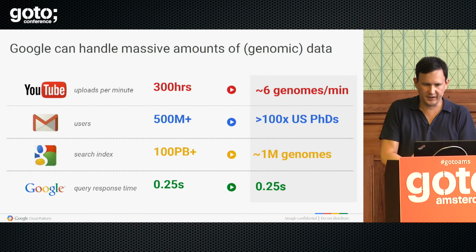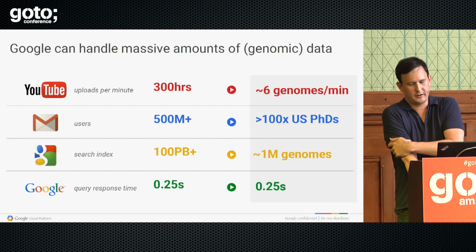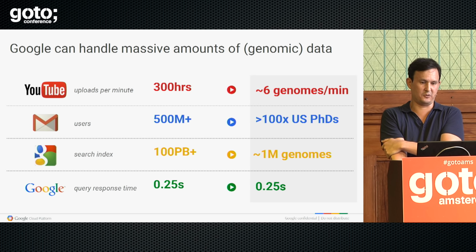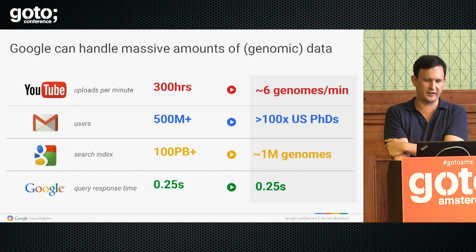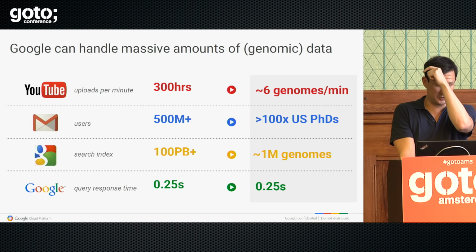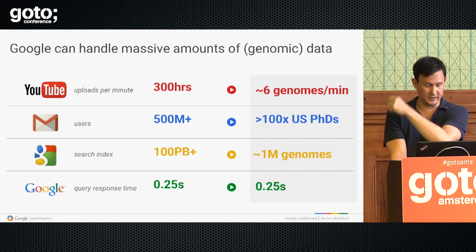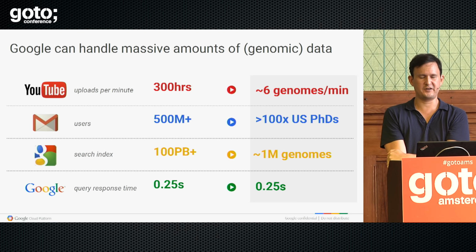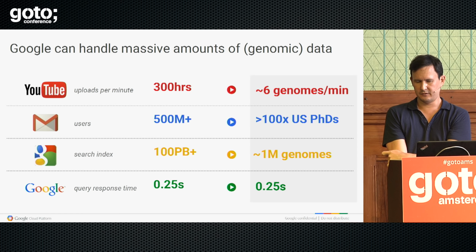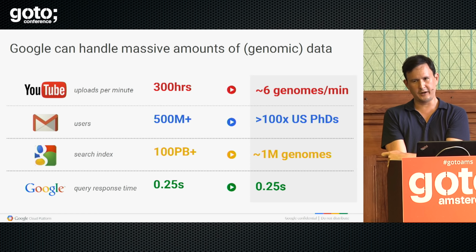To give you some sense of scale here, this is an old slide, actually. YouTube is getting about 300 hours of HD video. This is pre-4K, so it should be a bigger number now, which is equivalent to about 6 genomes per minute. And the number of births in the US per minute is about 5.